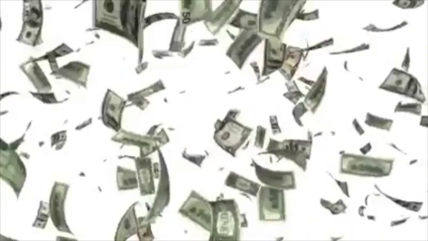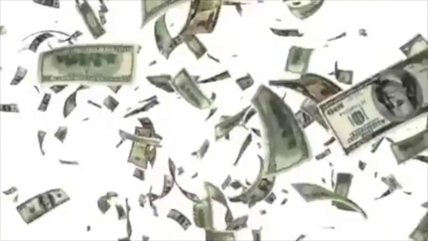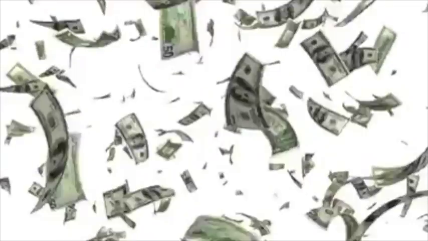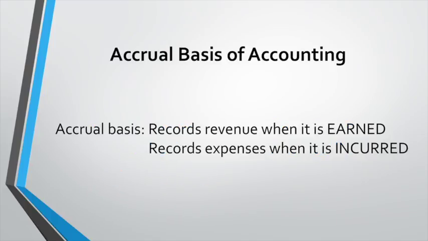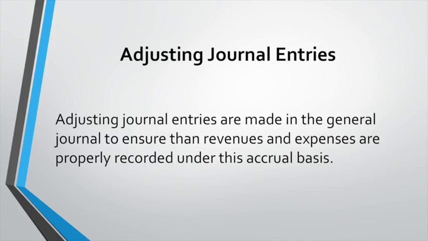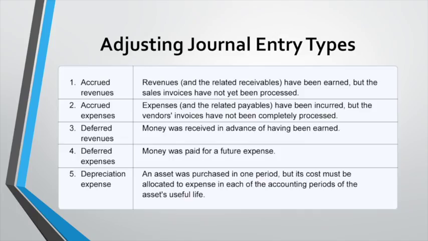This week's episode, Adjusting Journal Entries. One of the main functions of the accounting information system is to record all of the money going into and out of the business. There are two ways to record this information: the cash basis of accounting and the accrual basis of accounting. Accrual basis records revenue when it is earned and records expenses when it is incurred. Adjusting journal entries are made in the journal to ensure that revenues and expenses are properly recorded under the accrual basis. There are 5 types of adjusting entries. In this episode, let's focus in on accrued revenues and deferred revenues.